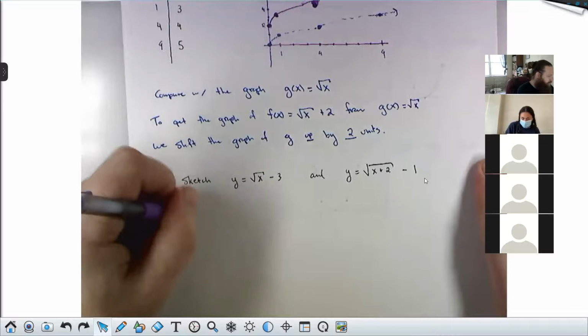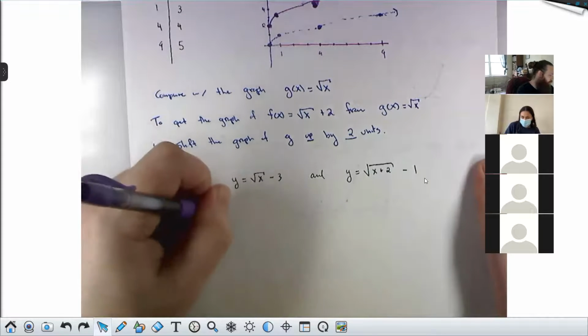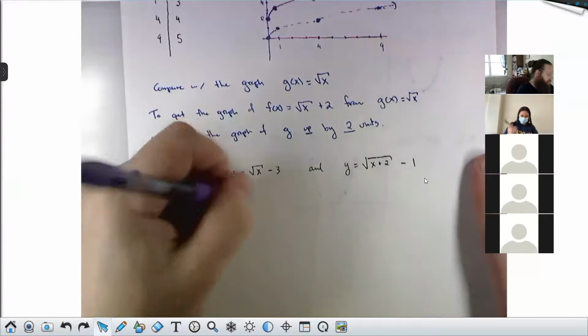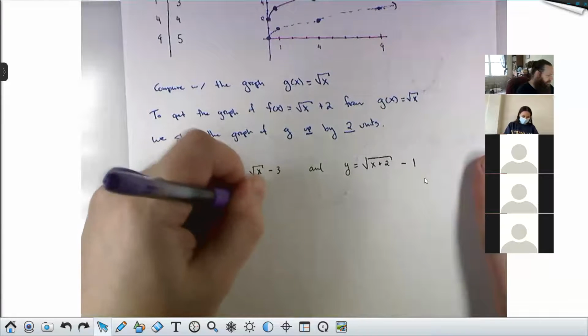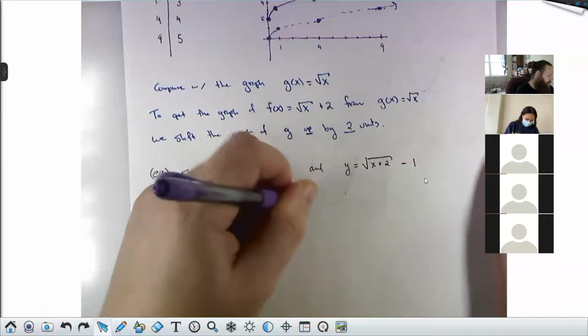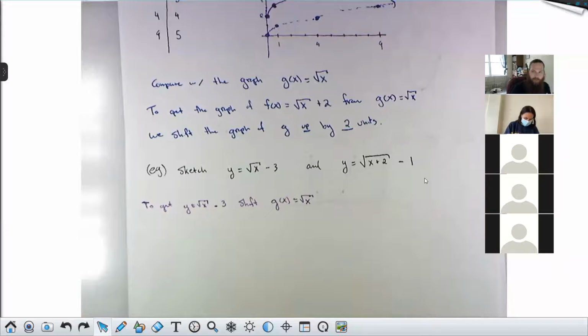To get y equals square root of x minus 3, with the minus 3 outside the square root, we're going to shift the parent function g of x equals the square root of x. How? Up, down, left, right, and by how much? Think about it.